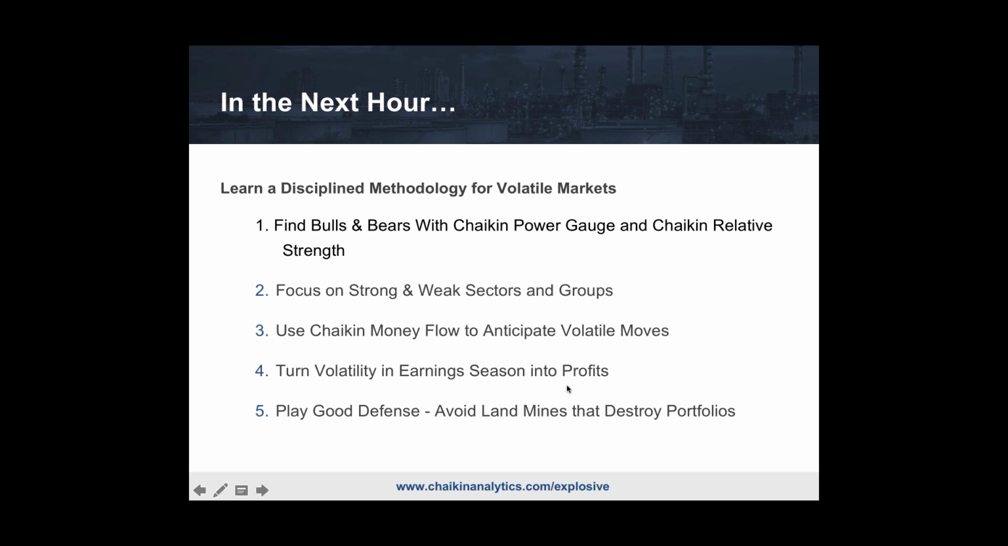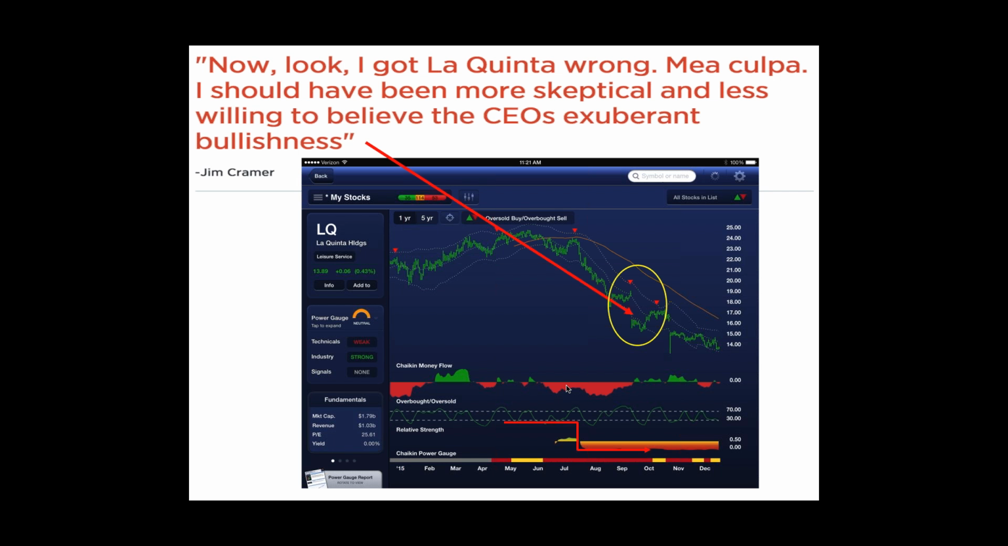The Chaikin Money Flow, which was red, not green, indicated that the institutions were selling the stock as it was making this rolling top in the May-August timeframe, and then there were sell signals in Chaikin Analytics. So if Jim Cramer becomes a true believer in Chaikin, he's going to be able to filter out some of the over-optimism that you get from some CEOs like Elon Musk, and in this case the CEO of La Quinta, because they're talking their own book in terms of promoting their own company stock.